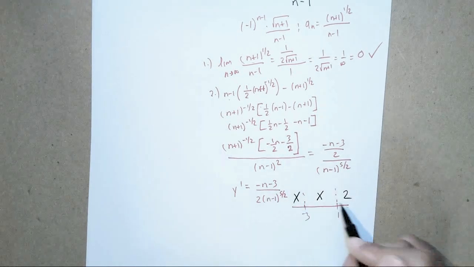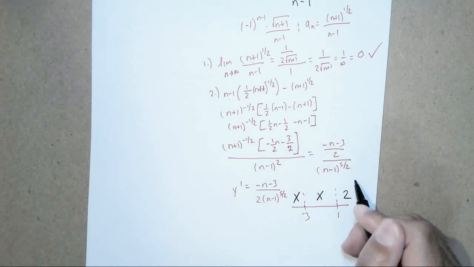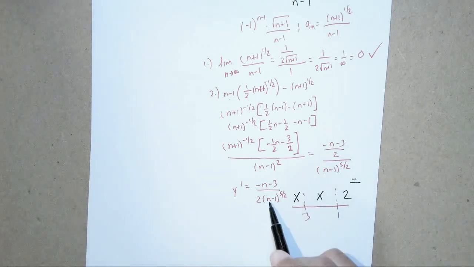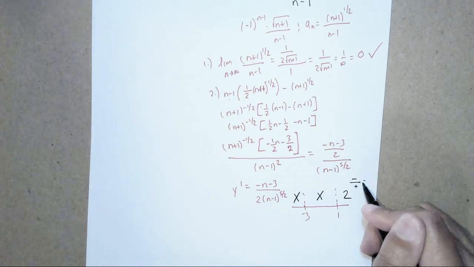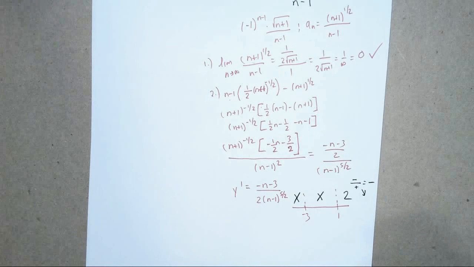Now, when I plug into my derivative, I'm going to get negative 2 minus 3, which is a negative, over, I'm going to plug 2 into the bottom. 2 minus 1 is positive, raised to 5/2, still positive. So this is going to be a negative, meaning it's going to be decreasing, which is perfect, which is what I wanted. So it's going to be decreasing from 1 to infinity.